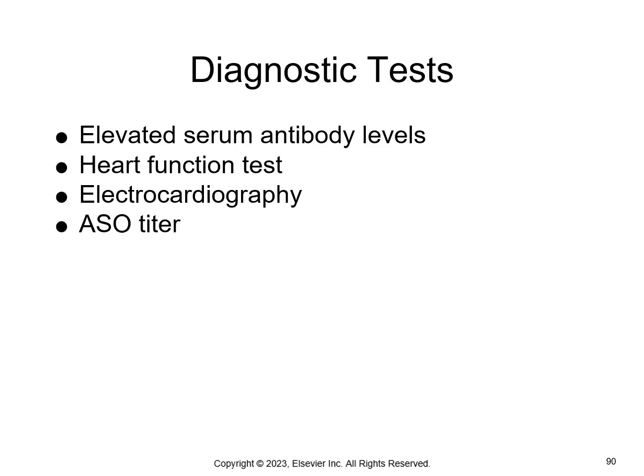So here we're going to look for elevated antibody levels after the infection has been eradicated. Heart function tests can be required here. EKG changes can develop. They may develop leukocytosis or anemia. We'll look at the ASO titer, the anti-streptolysin, and that would determine if they had a recent infection by a group A streptococcus.